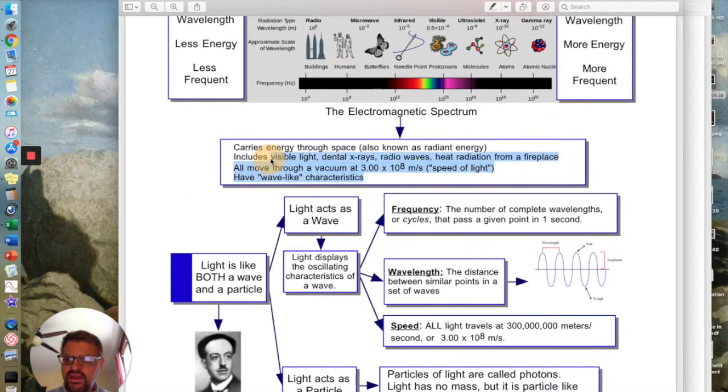Some other things about light. Light carries energy. All light moves at the same speed. The speed of light, 300 million meters in 1 second.